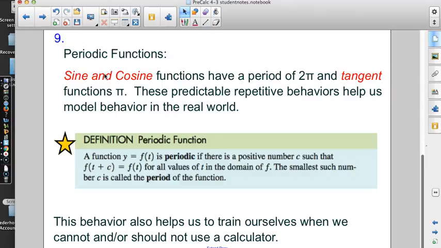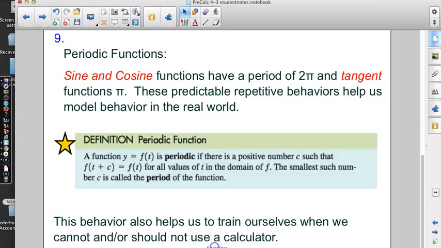You start with your sine curve, and you realize that if you add 2 pi, you're going to be in the exact same place. So that would be our c for sine and cosine. You start with your tangent, and you add 1 pi to your x's, and you find out it lands on the exact same y value. So that's what they're saying here. For all values of t in the domain of f, the smallest such number c is called the period of the function. So for sine and cosine, 2 pi to get that repetitive behavior.